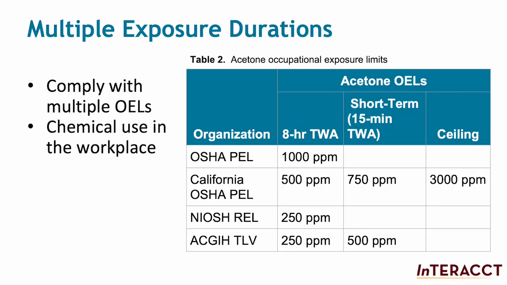It is not uncommon for a chemical to have OELs for multiple exposure durations. The table shows OELs for acetone, where the California OSHA has permissible exposure limits as an 8-hour time-weighted average, short-term exposure limits, and ceiling limits. It's important to recall that the exposure duration of the OEL reflects the health effect, and that ceiling and short-term exposure limits typically reflect concern about acute effects like irritation.